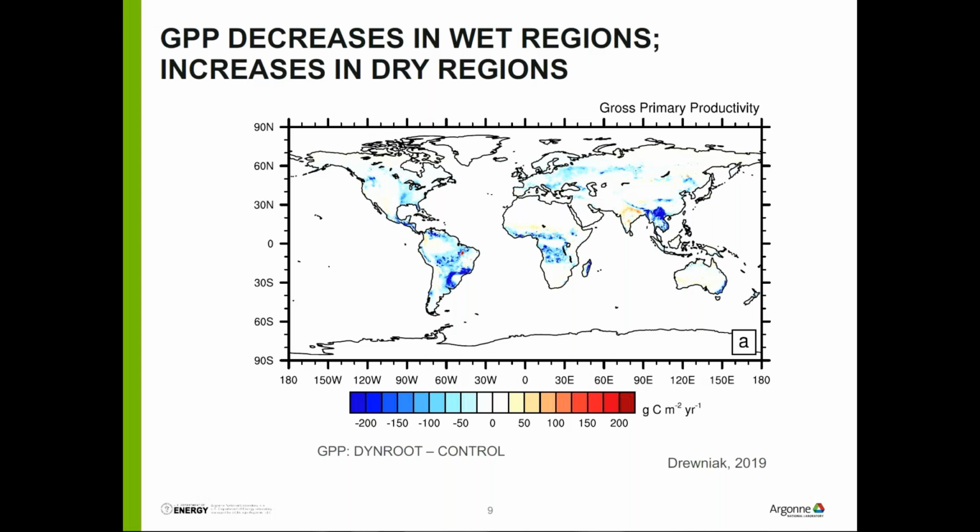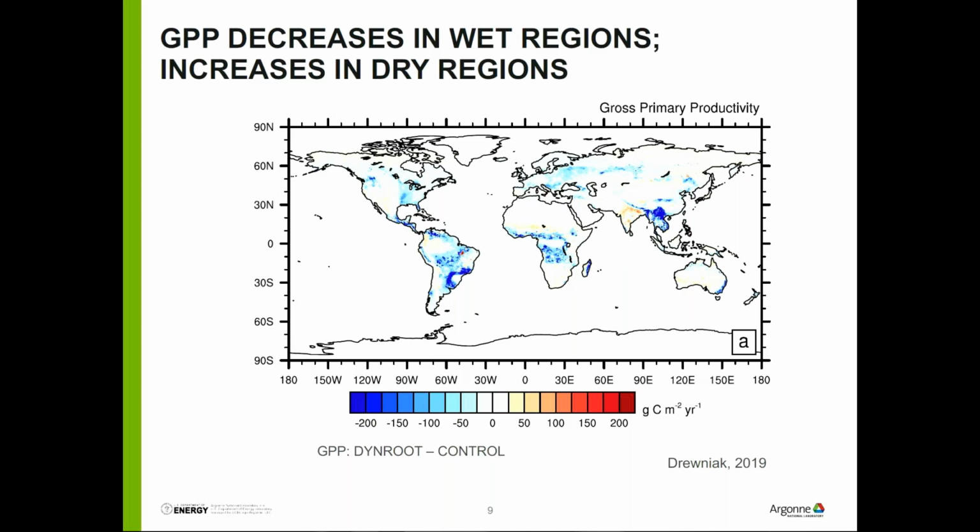And this was somewhat surprising to me when I first saw this, because I was like, what? I thought dynamic roots would increase GPP, and instead what's happening is it's decreasing. In fact, the global loss is about 2.1 gigatons of carbon per year. So I was really surprised about that, but I will show you what's going on. The model is actually performing exactly as I told it to, and so this makes sense.